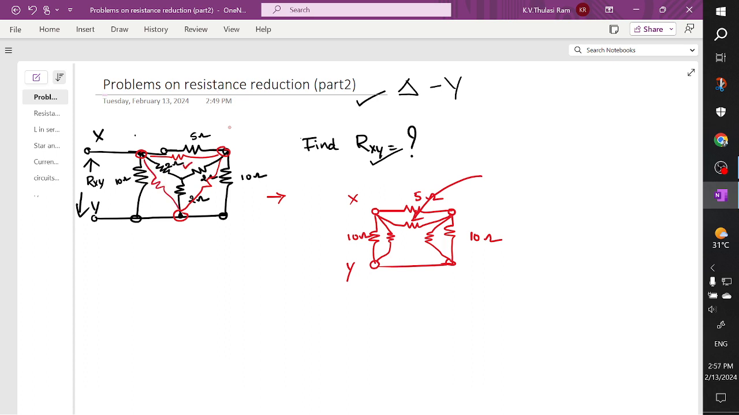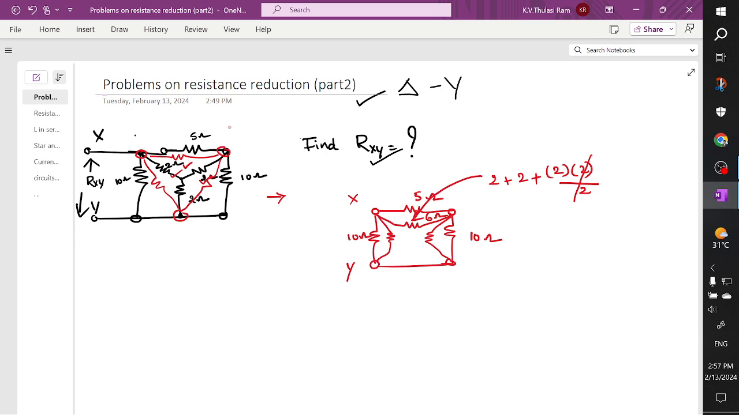Here, how to find this element? This red color one is connected between these two resistors, so the formula is 2 plus 2 plus the product of 2 into 2, divided by the resistor connected at 90 degrees, which is 2. When you perform it, this value is equal to 6 ohms. This value is 6 ohm.